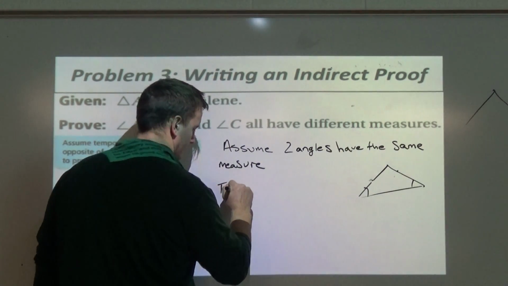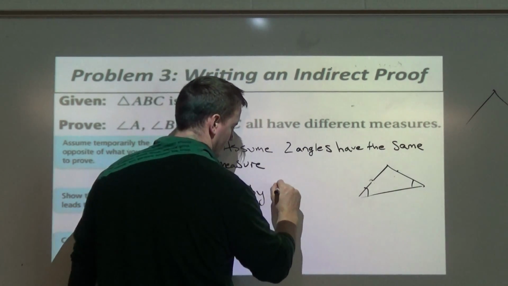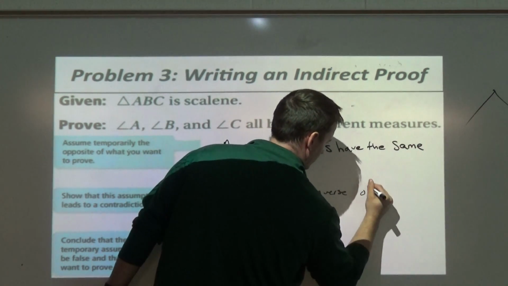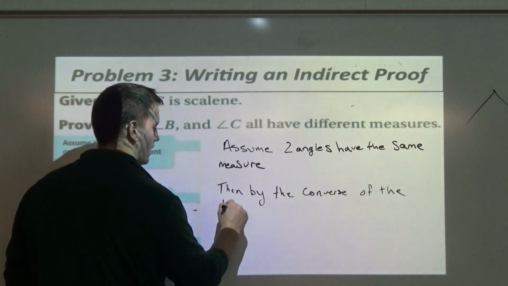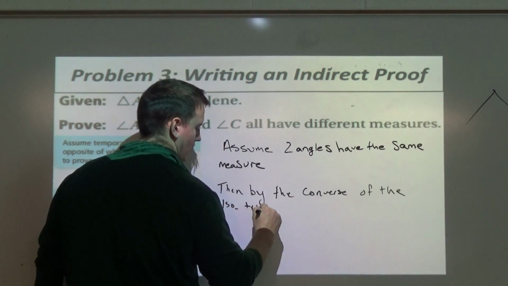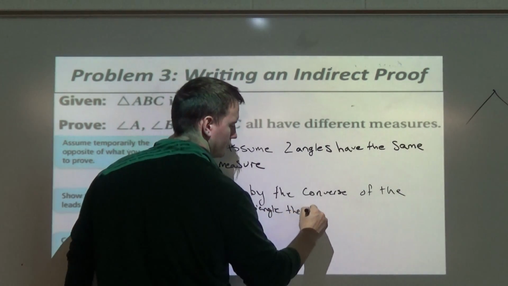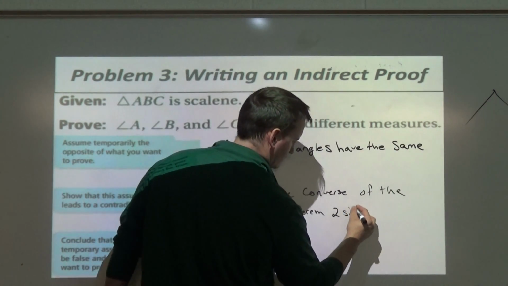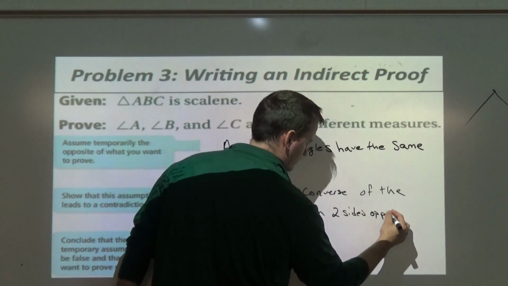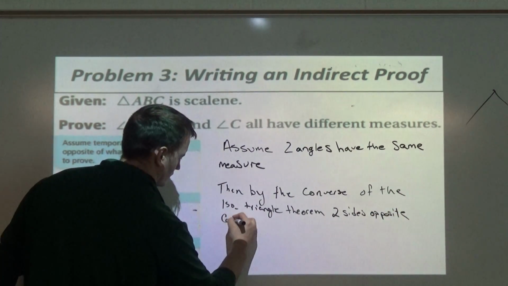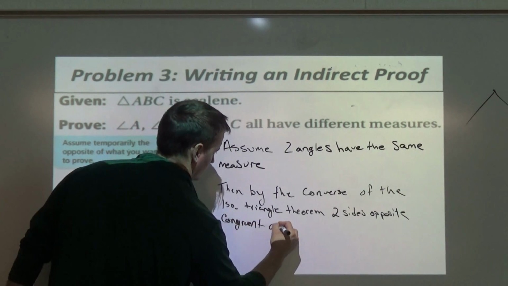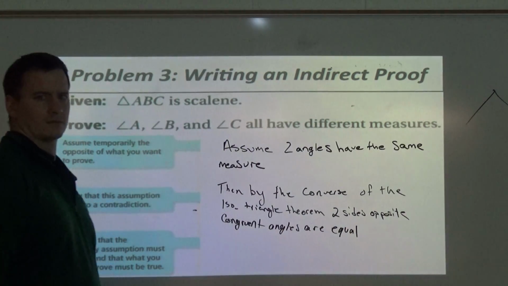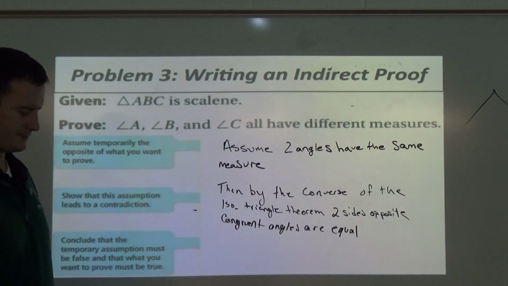Then by the converse of the isosceles triangle theorem, two angles or two sides opposite congruent angles are equal. Okay? Hopefully that made sense.